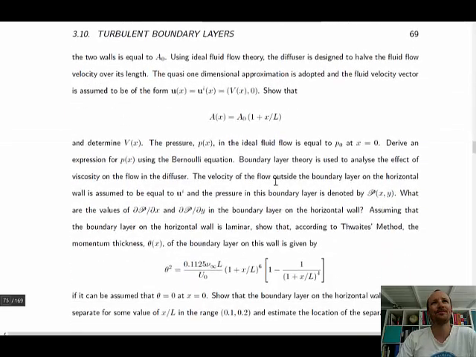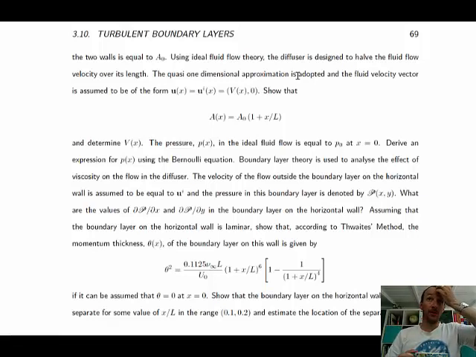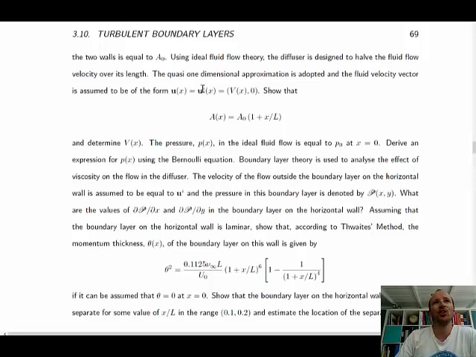Using ideal fluid flow theory, the quasi one-dimensional approximation is adopted, and the fluid velocity vector is assumed to be of the form just u of x. So what we're saying there is that even though there's going to be some small vertical component in the velocity field because the flow is expanding, we're going to ignore it because it's so small relative to the velocity component in the x direction. So our velocity field just reduces to u, a function of x, a single value as you move through that in ideal conditions where we're ignoring viscosity.